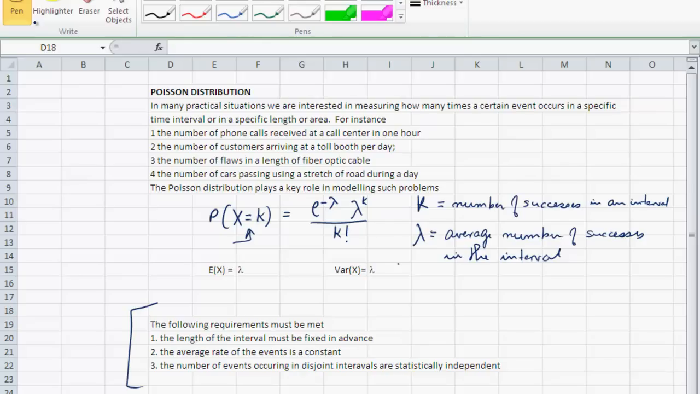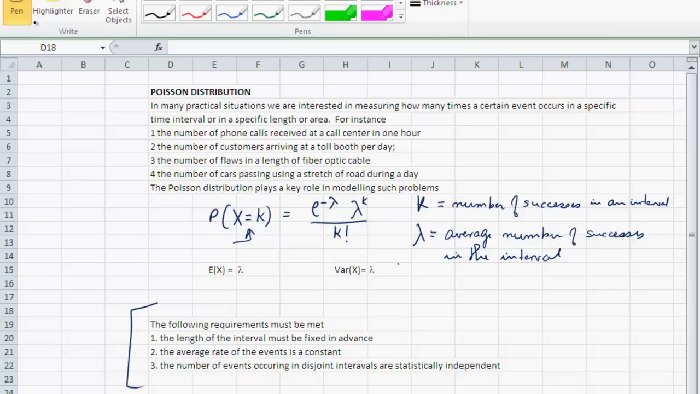Similarly, if I think about the number of phone calls received at the call center in 1 hour, the underlying average rate should not change as I go from the first minute to the 60th minute of that hour. Third, and this is a very important one, the number of events occurring in disjoint intervals are statistically independent. What does that mean? It means that the number of calls that I receive at the call center in 1 hour is statistically independent of the number of calls that I would receive over another 1 hour period. So if I take 2 1-hour periods, the number of phone calls during those periods are independent of one another.